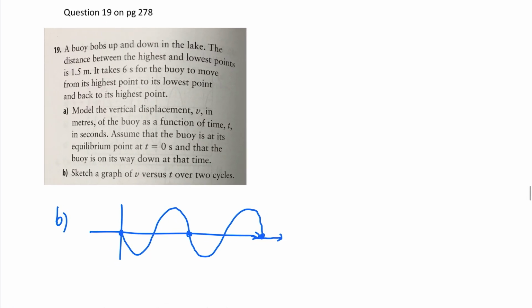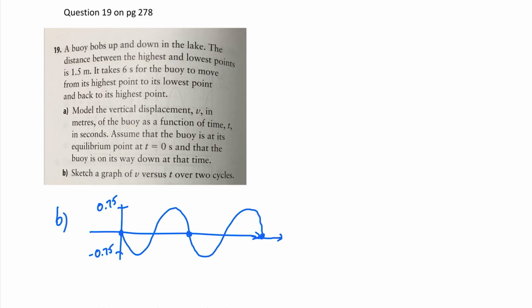Okay. What information do we have? It says the distance between the highest and lowest point is 1.5 meters. So high to low is 1.5, which means the amplitude is half of that. So we can think of this as 0.75, and this is negative 0.75.